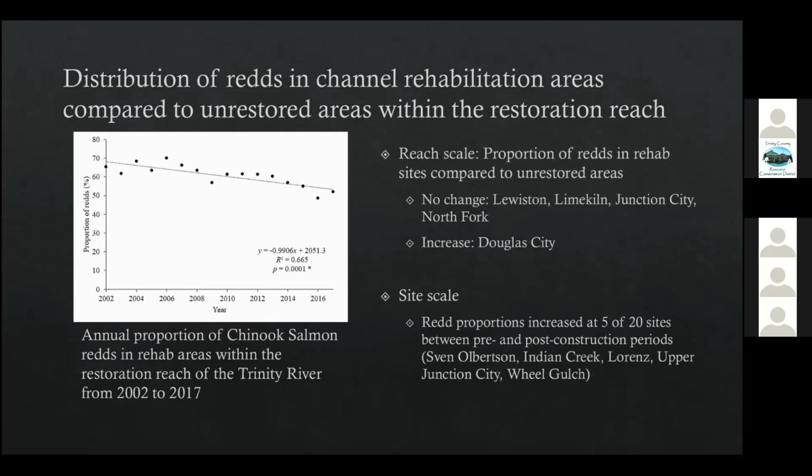And looking closer at the site scale, we saw redd proportions increase at 5 of the 20 sites between pre and post construction periods. And that occurred at the Sven Albertson, Indian Creek, Lawrence, Upper Junction City, and Wheel Gulch sites.